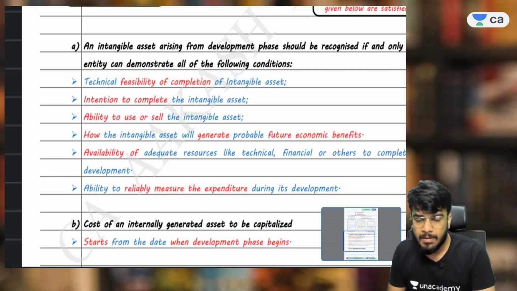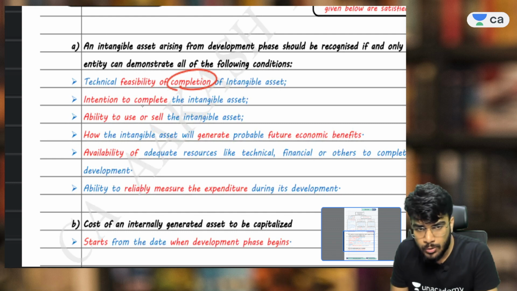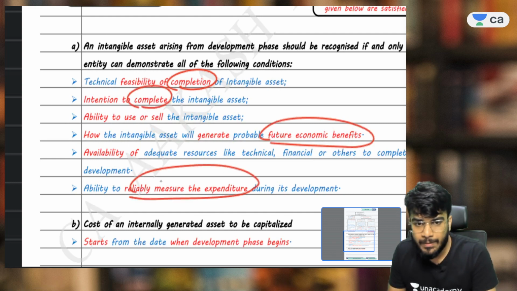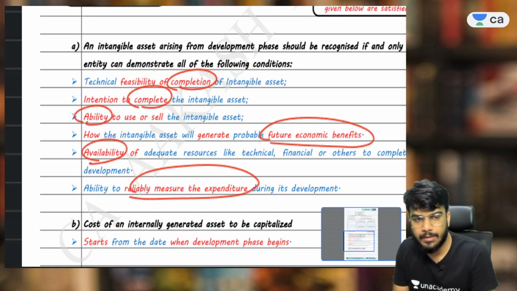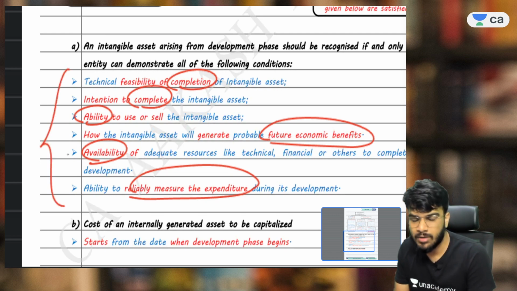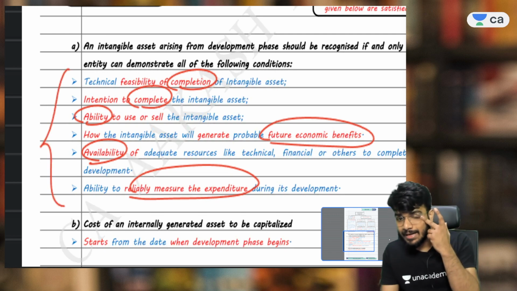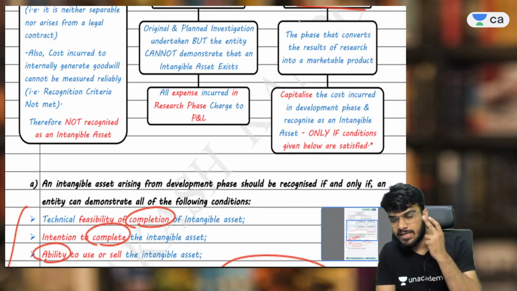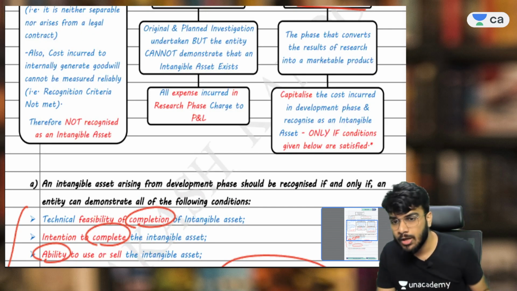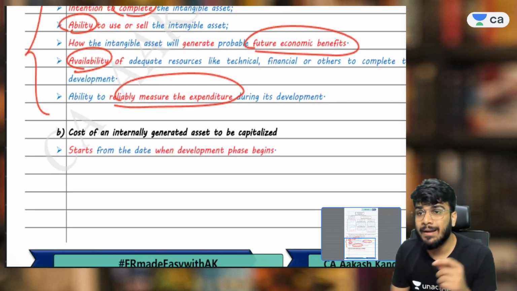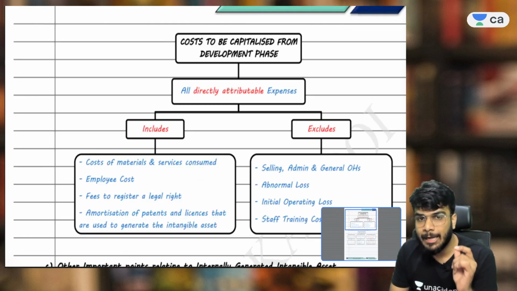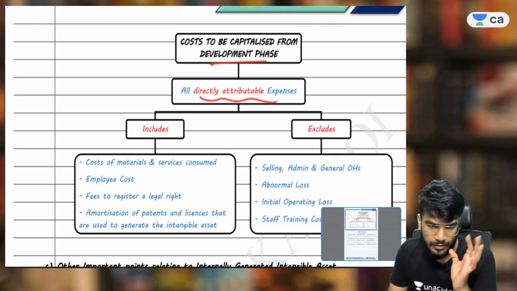Sir, how do we remember these 6 points? 2 relate to completion. 2 points are recognition criteria, future economic benefits and expenditure measurable reliably, and the other 2 you can remember as ability and availability, right? This is how you can remember the 6 points. Always remember, once you meet all the 6 conditions, only after that can the development phase begin. And once the development phase has begun, you will capitalize the cost incurred, but we will not capitalize all cost. We will only capitalize directly attributable expenses in the development phase, right?